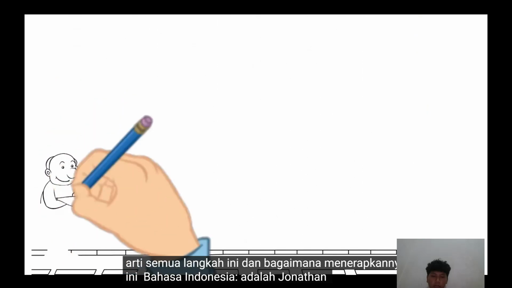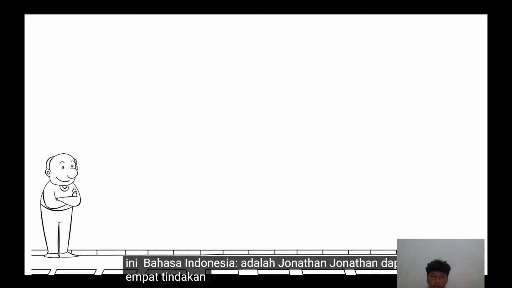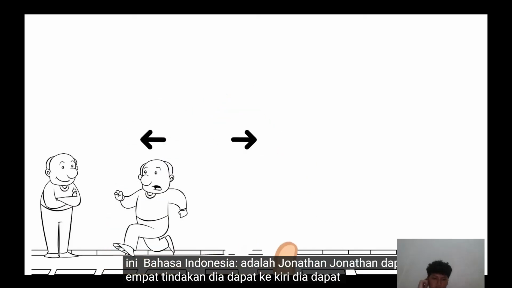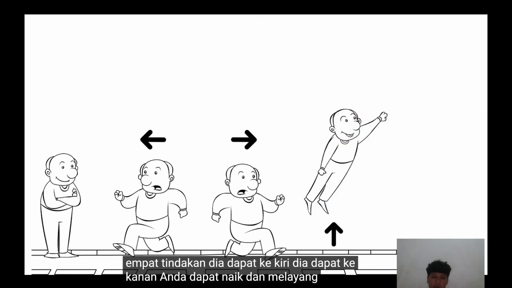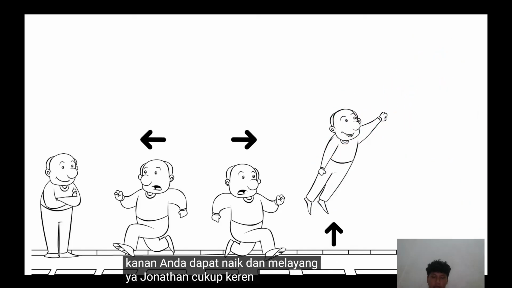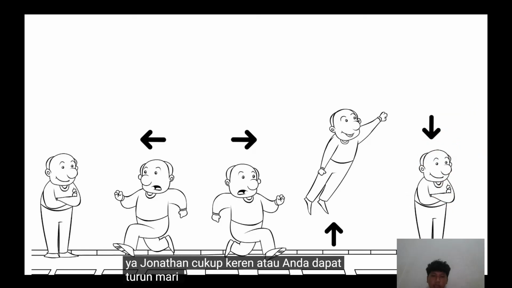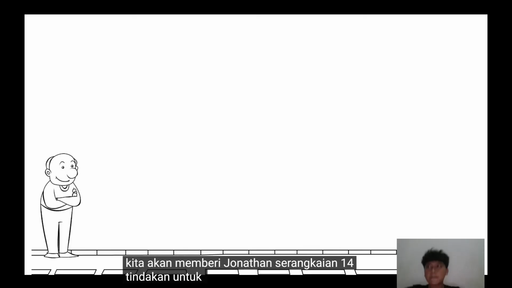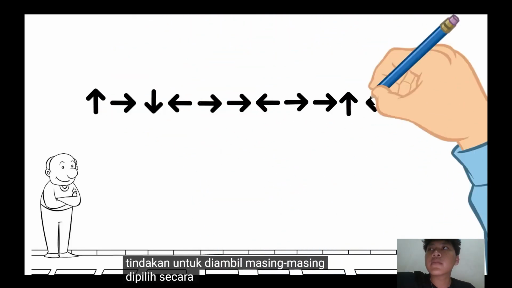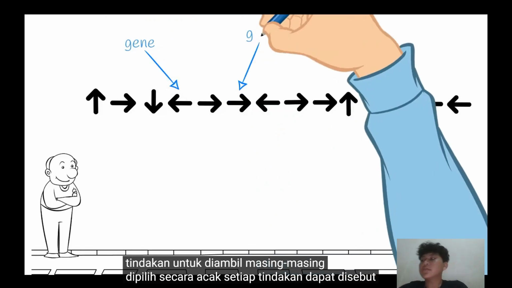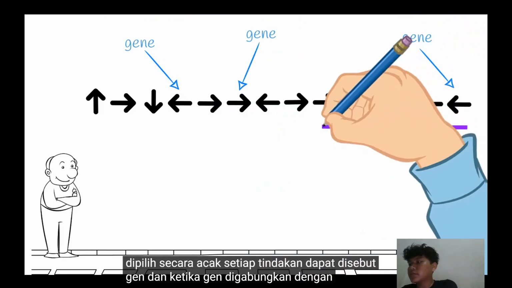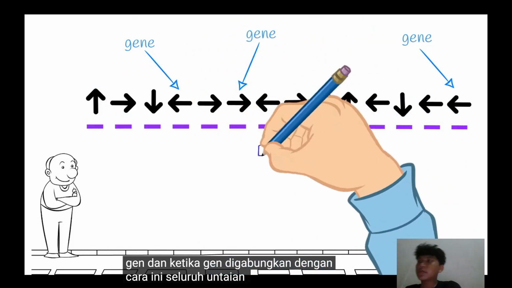This is Jonathan. Jonathan can take 4 actions. He can go left, he can go right, he can go up and levitate. Yeah, Jonathan's pretty rad. Or he can go down. Let's see how we can string these controls together to create something called a DNA strand. We'll give Jonathan a string of 14 actions to take, each one randomly selected. Each action can be called a gene, and when the genes are combined in this way, the entire strand is called the DNA.